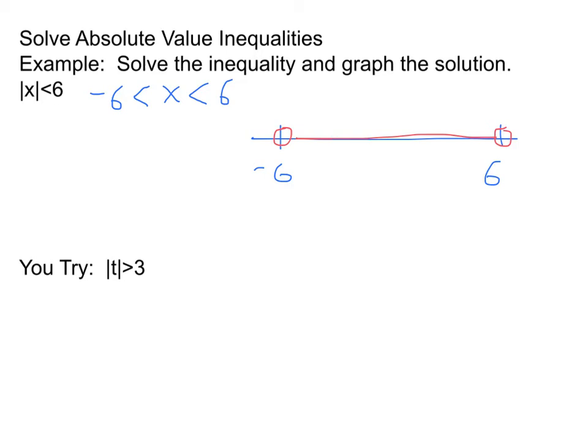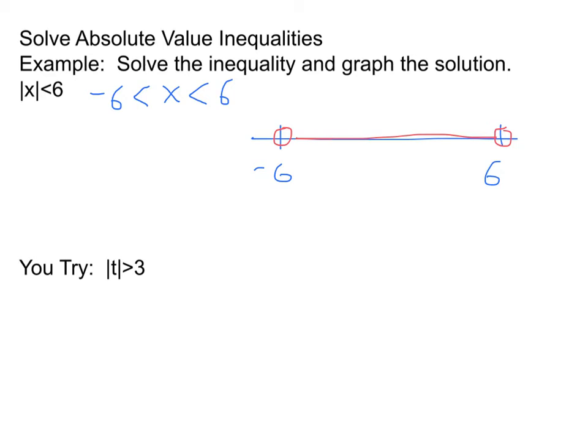Okay, you go ahead and try it with the absolute value of t is greater than 3. Hit pause. Okay, absolute value of t is greater than 3 would mean, if we think about this, what numbers work? Well, 4 works, 5 works, 6 works, all the way up to infinity. And as we get down, negative 4 works, negative 5 works, negative 6 works, and so on.